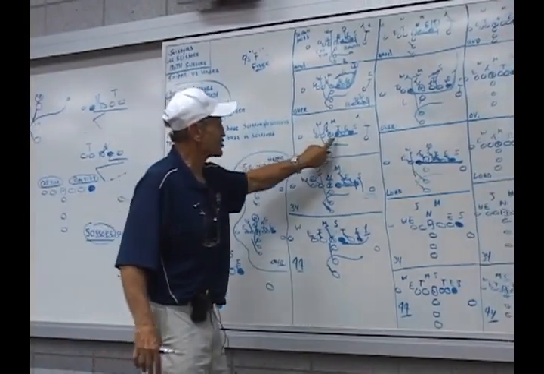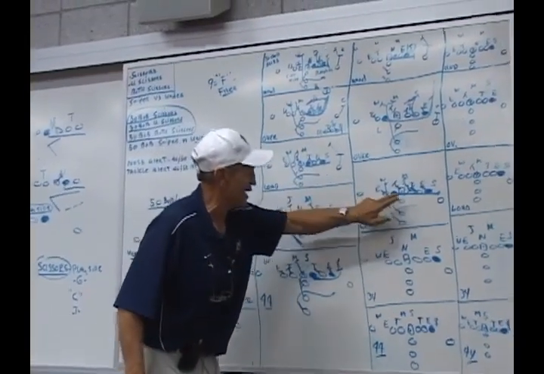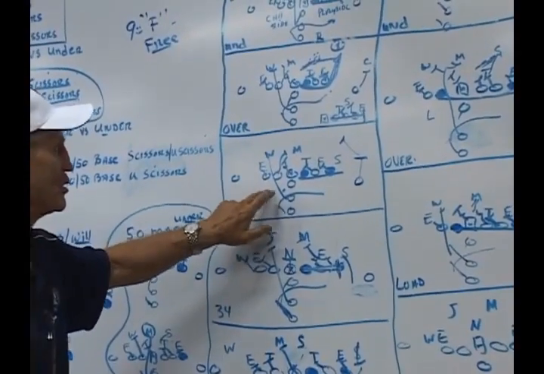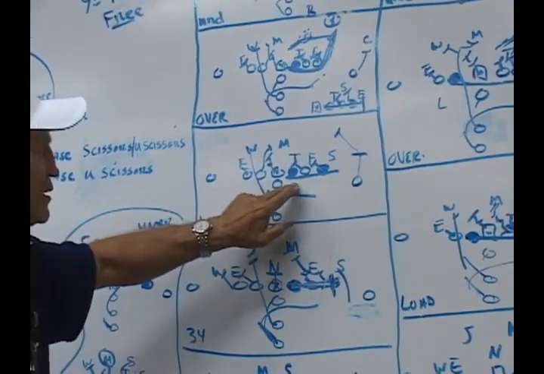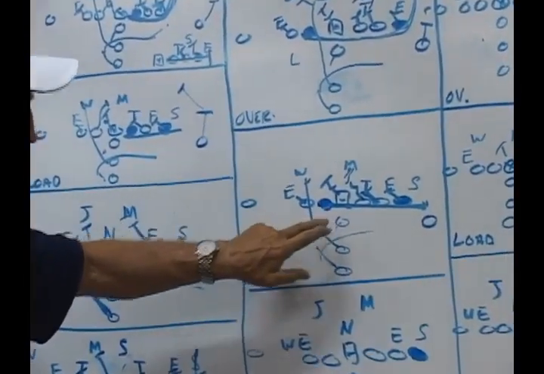We understand the difference. See this defense? This is a loaded defense. There's a 3, a 5, and a 9. If we call just 50 bob scissors, the right guard would pull. 50 bob is the call side. This is the play side. If we said 50 bob U scissors, it's the uncovered guard.